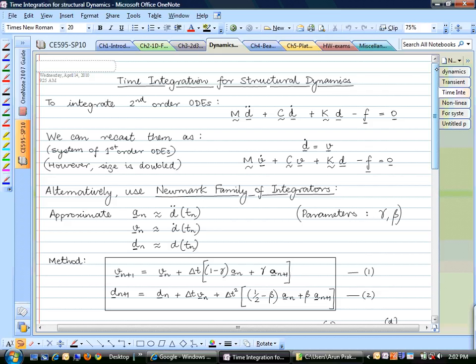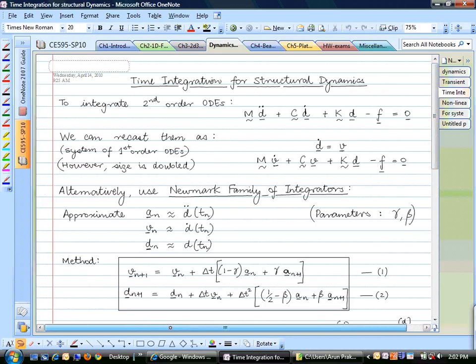So time integration for structural dynamics: if you recall, this was the equation of motion that we got from the finite element formulation. Since this is a second order equation, one way to solve this is to split it into two first order equations. Do you remember how to do that? If you have a second order ordinary differential equation, you can always make it a system of two first order equations.